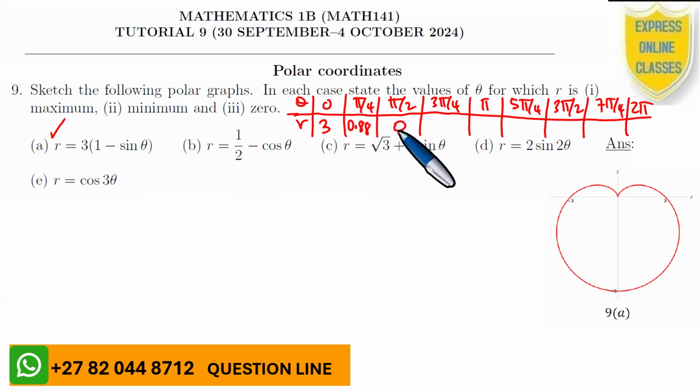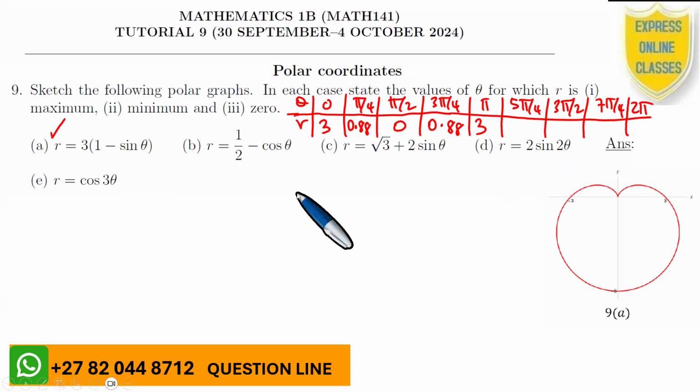Meaning when I have a 0 here, putting the 3 pi over 4 would put the sine in the second quadrant, in which the sine is positive. So it's going to be the same as 0.88. But now the sine of pi is going to be 0. So it's going to be 1 minus 0. It's a 1. 3 by 1 becomes exactly 3.